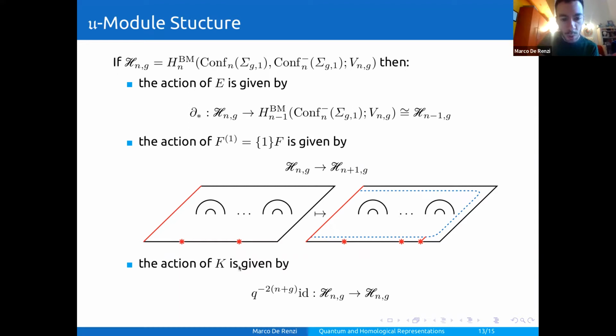And now if you just define K to act as a scalar on all these spaces, and this is the coefficient, then the claim is that these generators satisfy the bracket relation I had before, right? So the commutator between E and F1 will be K minus K inverse, right? And this is very homological.